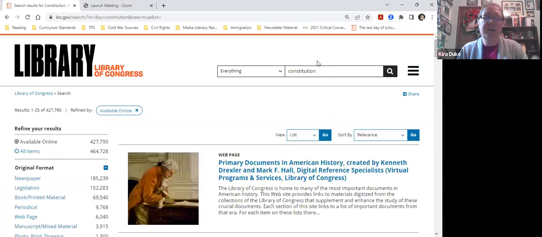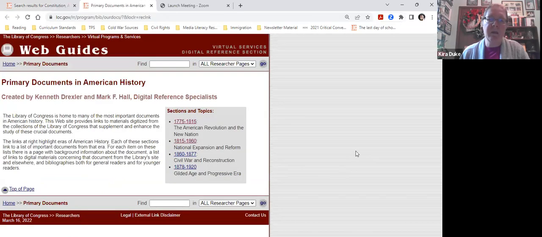So I'm just going to search Constitution, and a couple of things are going to pop up that, while they're interesting in this, are also going to give us an example of things we can find when we do other types of searches that, again, will be very useful. So the first thing that pops up here on the list is this primary documents in American history.